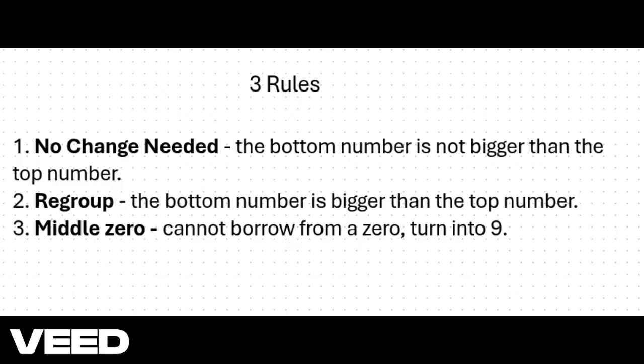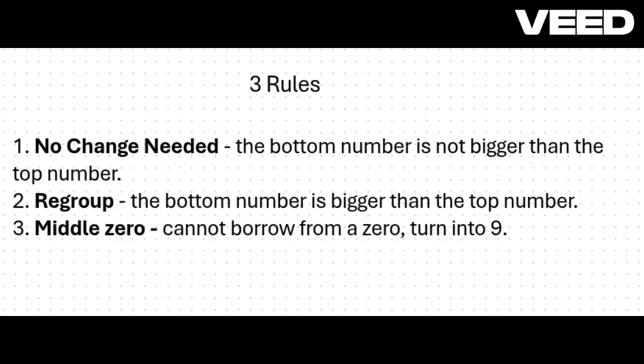And then our third situation, called middle zero, is when we cannot borrow from a zero, right? The zero is too small. We can't borrow or regroup from it. So it turns into a 9. These are the three different situations we can encounter.